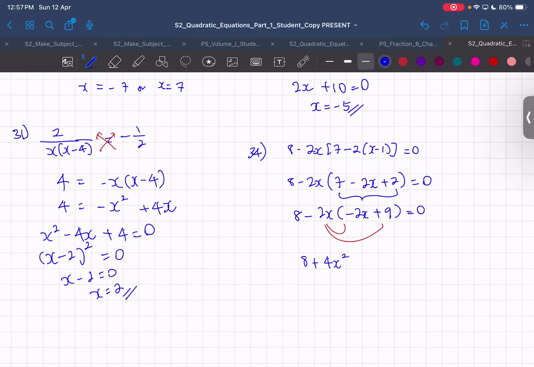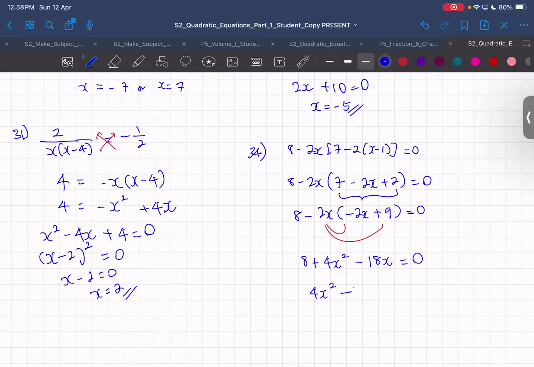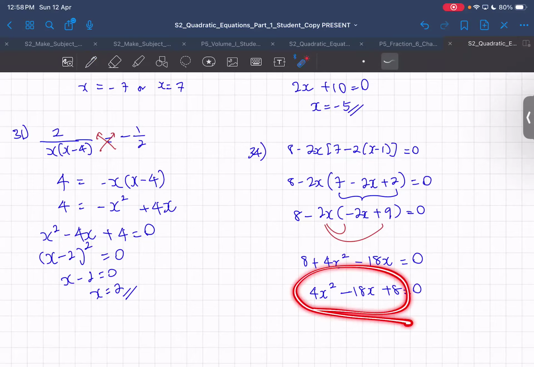You still have to be careful. I have an x outside, so don't forget, your x cannot disappear. Minus 18x equals to 0. So this one is still a quadratic, but it's just jumbled up. So I rearrange. See? Now I have a quadratic, so I can use a calculator already.